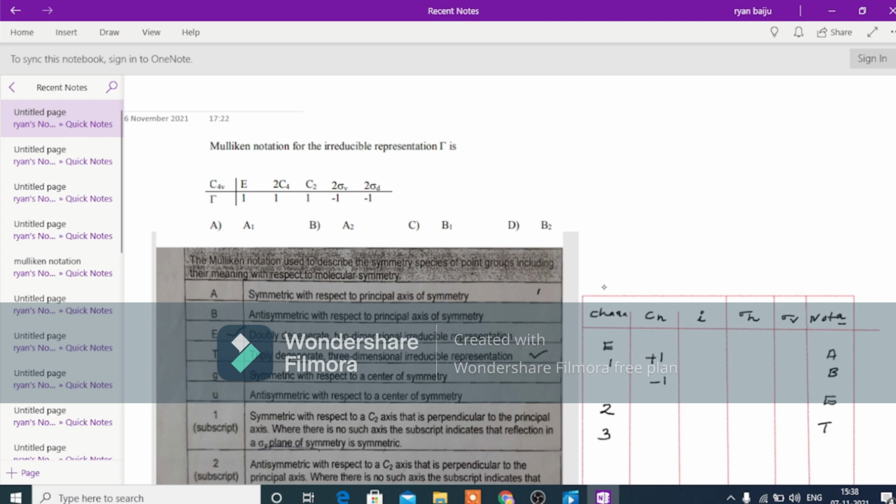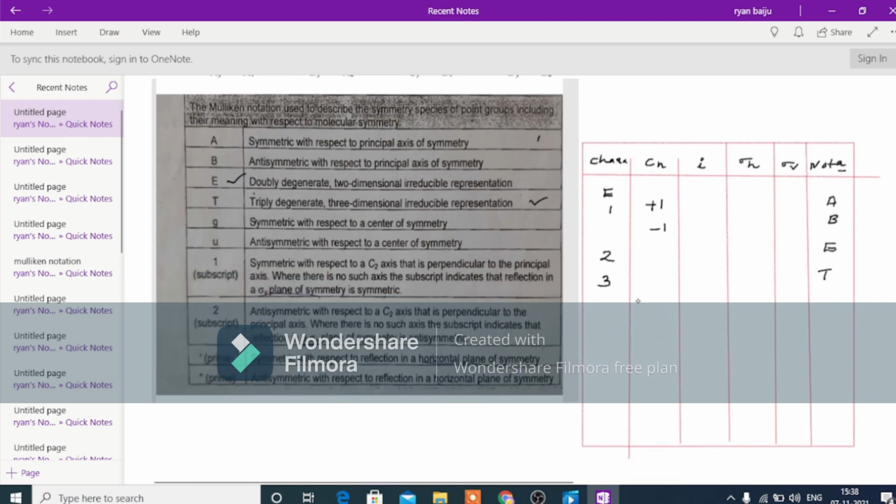The next is symmetric with respect to the center of symmetry. Next I am going to consider the center of symmetry. If it is symmetric, below this I am going to write +1. If it is +1, it should be gerade. Therefore here the notation A, with subscript, I am going to write Ag.